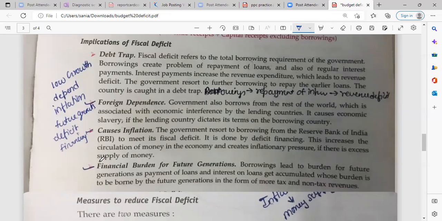Excess supply means if there is lots of money in the economy, then there will be inflationary pressure, and there are high chances there will be inflation. Because when lots of people demand, prices rise, and that causes the problem of inflation, right? So you can write this down. If you don't want to write a hi-fi definition, you can write: the government borrows money from RBI, Reserve Bank of India, to meet its fiscal deficit.